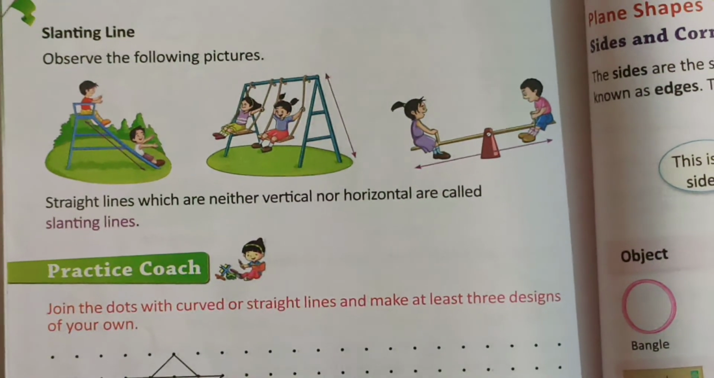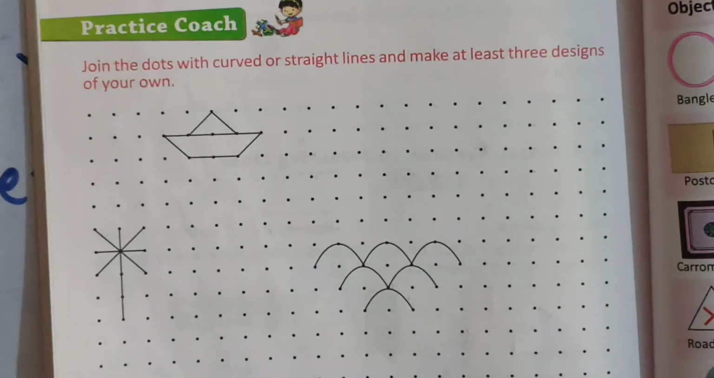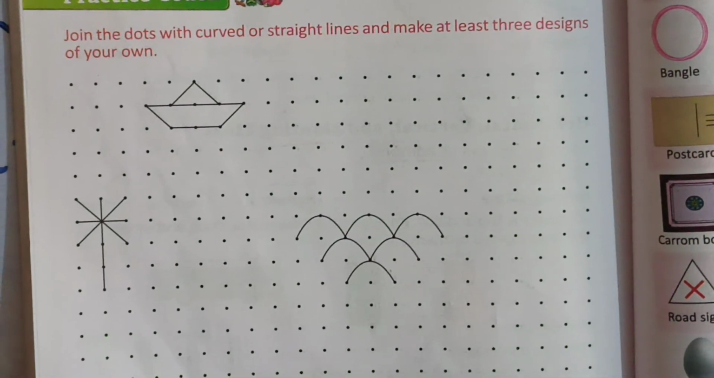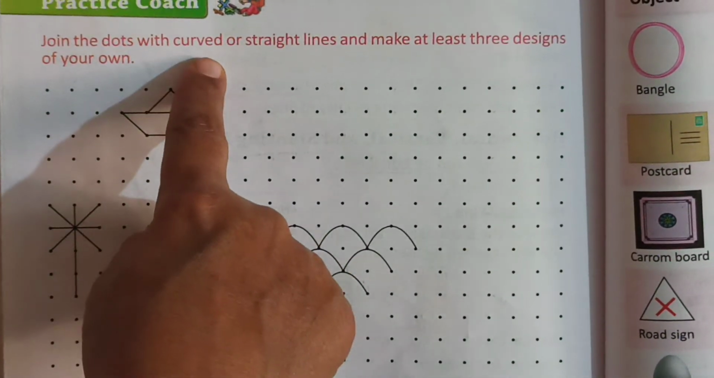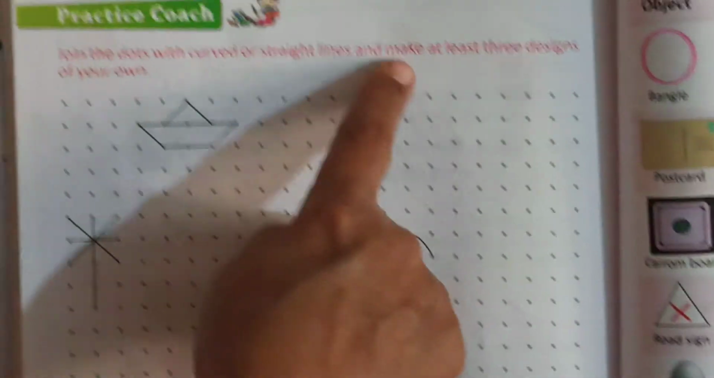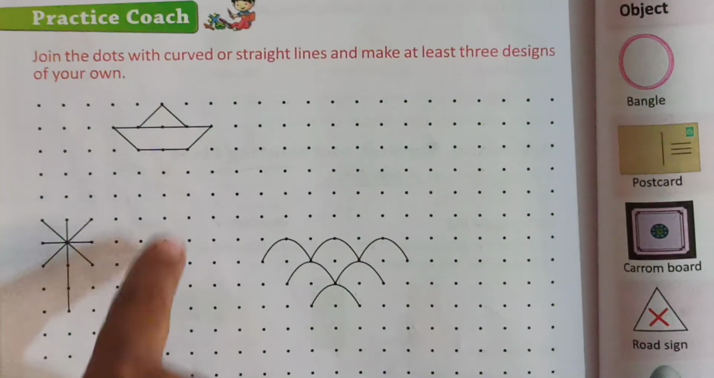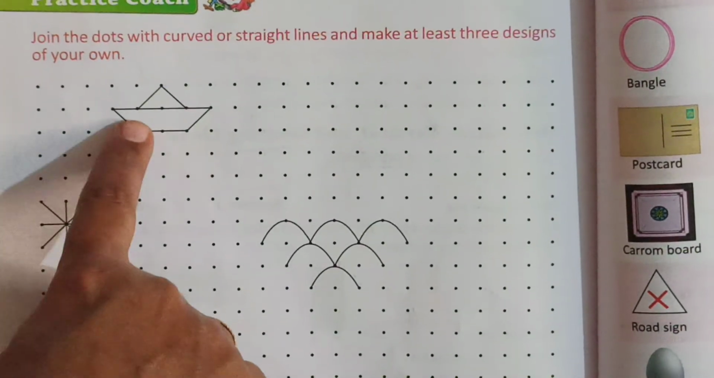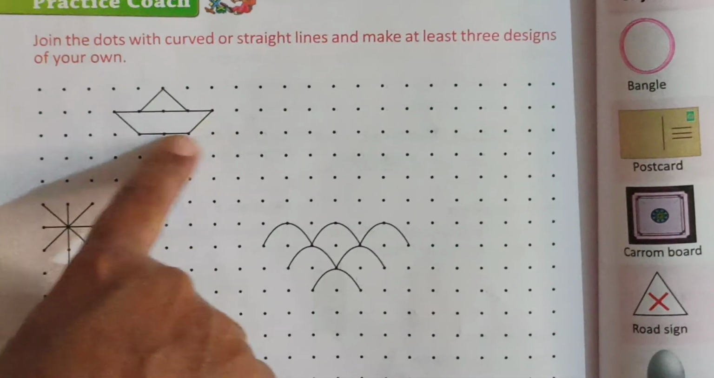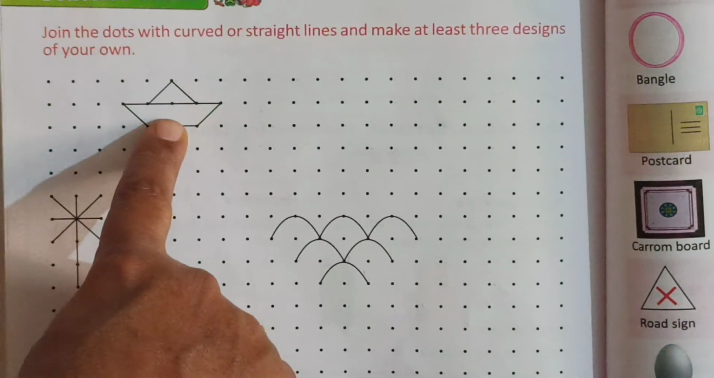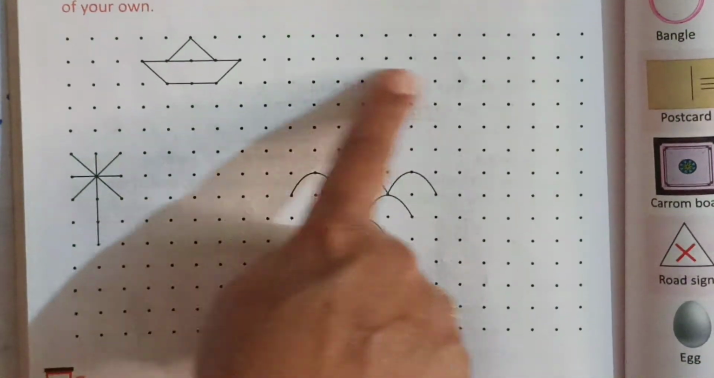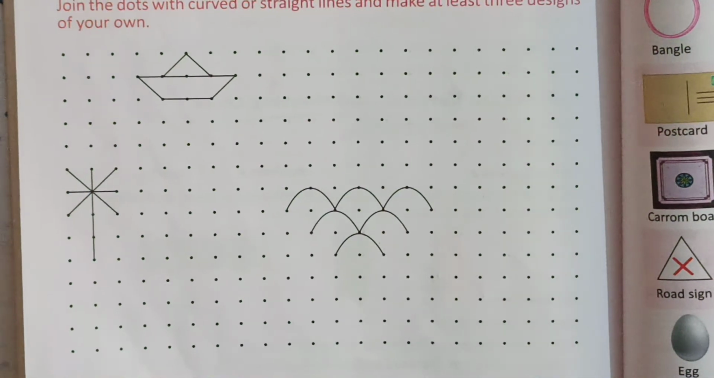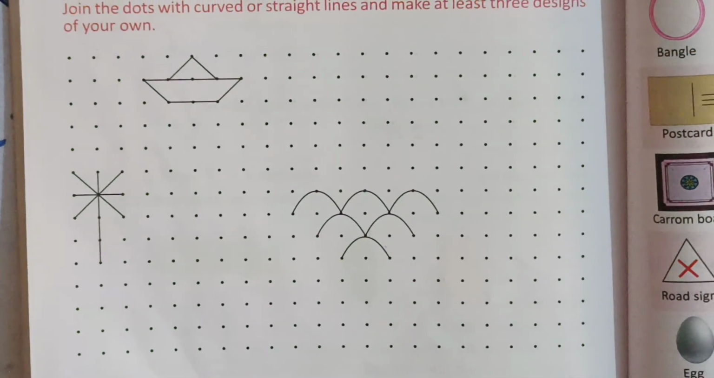Now here in this picture, you have to join the dots with curved or straight lines and make at least 3 designs of your own. Look here. With the help of standing, sleeping and slanting line, here is a boat. Here also. And this is a curve lines. Now you have to do another 3 designs of your own.